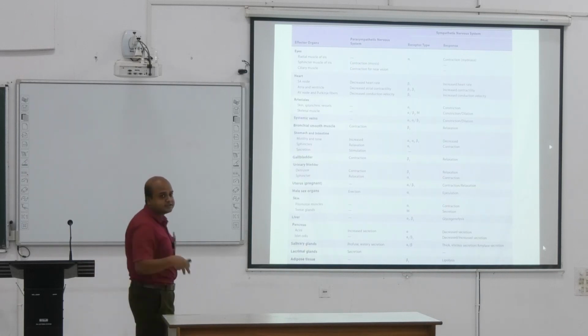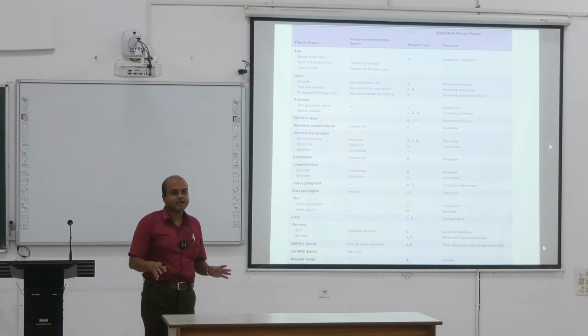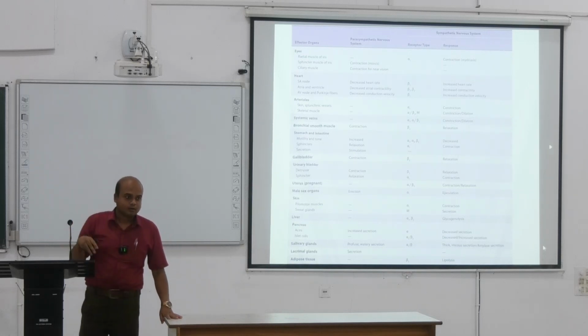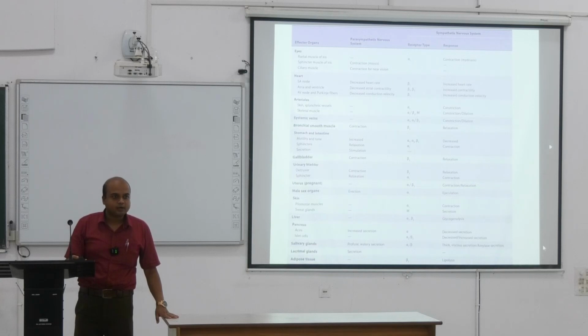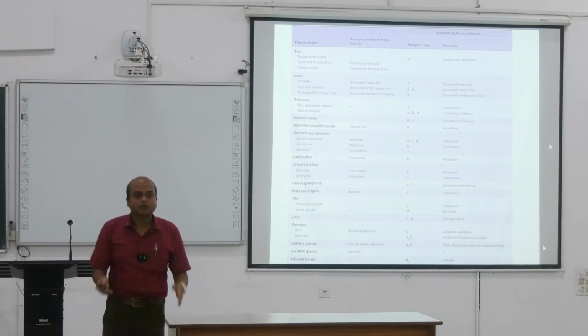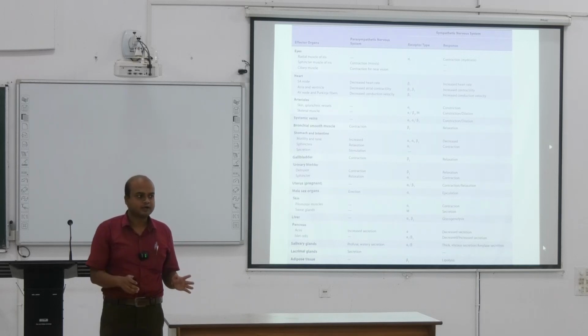Likewise, stomach and intestine, parasympathetic. Stomach, intestine, all GI secretions will be increased by parasympathetic. Neurotransmitter again, acetylcholine, receptor type muscarinic, postganglionic. At the postganglionic neuron, that means at the effector organ, muscarinic.